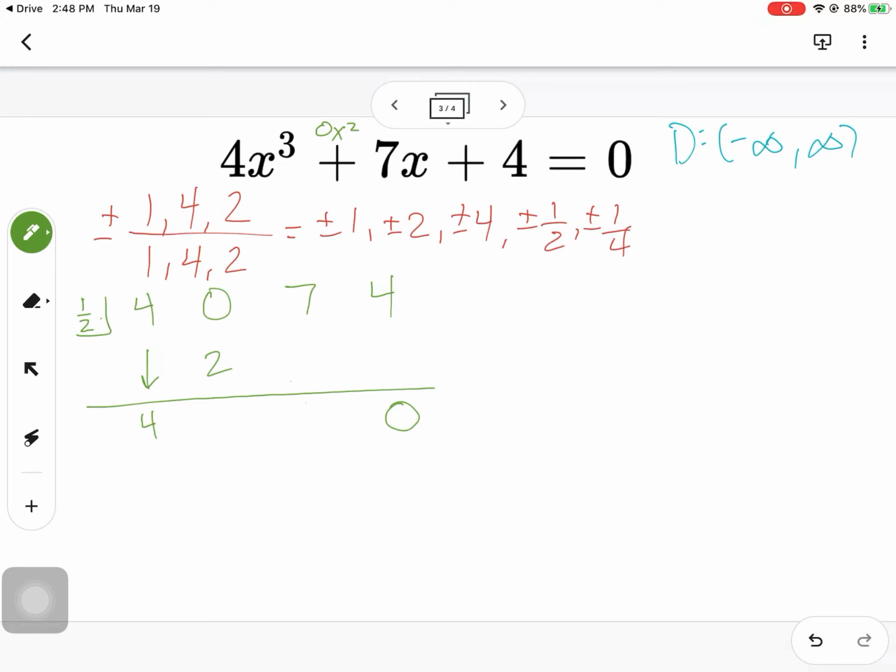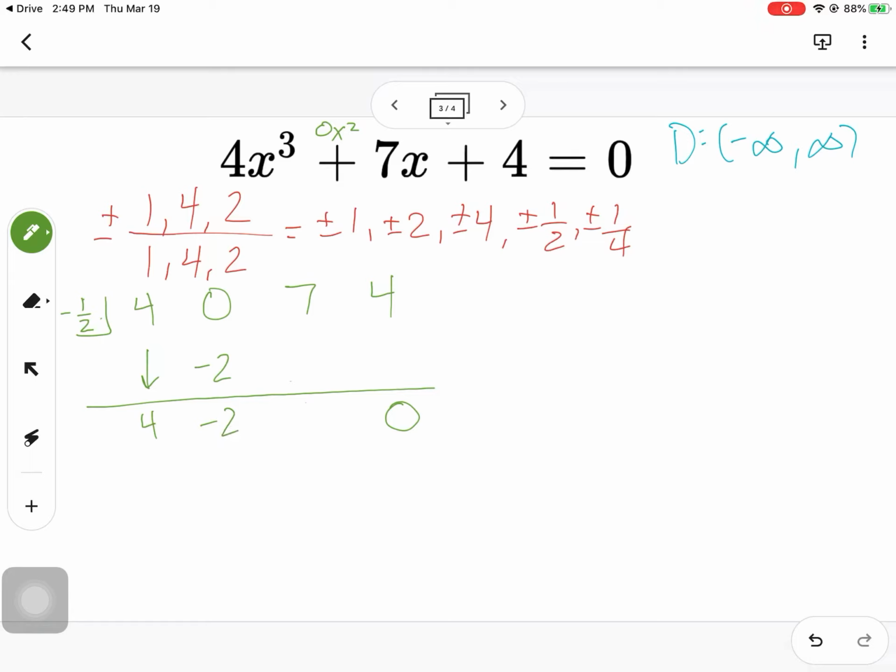The 4 comes down, 4 times a half is 2. 0 plus 2 is 2. Half of 2 is 1. 1 plus 7 gives me 8. Half of 8 is 4. That got very close. My signs are just wrong. So what I'm going to do is make this a negative half and see if that changes it.